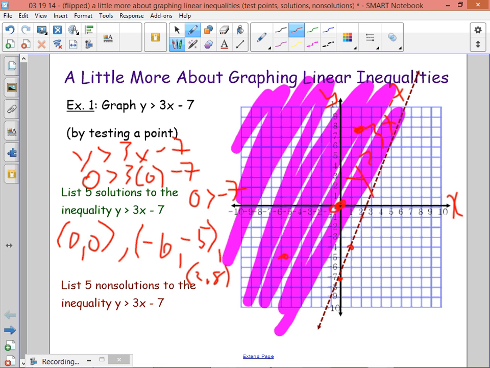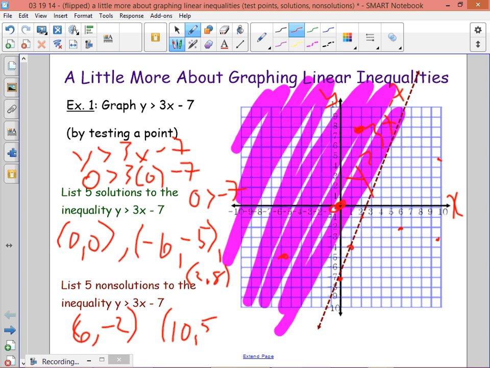For non-solutions, I go to the other side. Any point on that side is not a solution to this. So how about 6, 2, or 6, -2? 6, -2 is not a solution. Let's pick one other one. How about 10, 5?